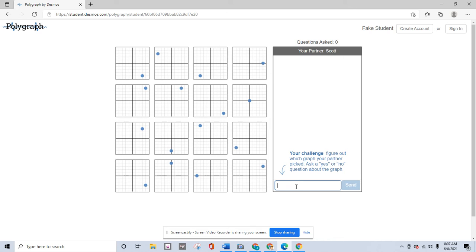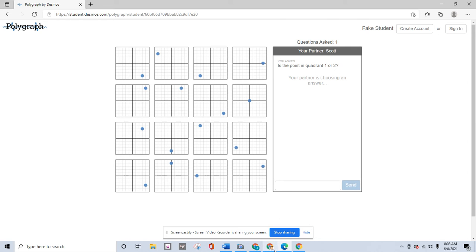I'm going to pretend I don't know where that point is. Is the point in quadrant 1 or 2? Quadrant 1 or 2 are the top quadrants. And I'm going to send it. Is the point in quadrant 1 or 2? Now I'm waiting for a response.